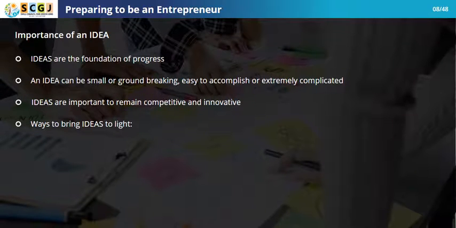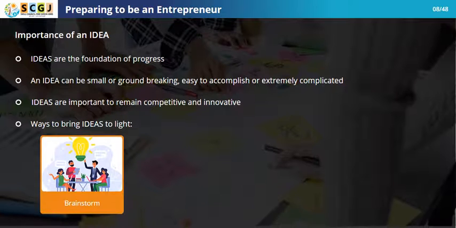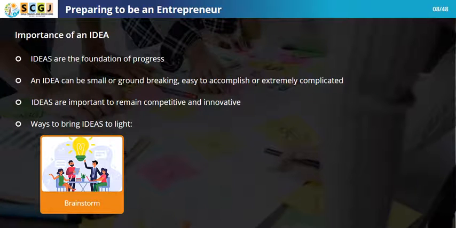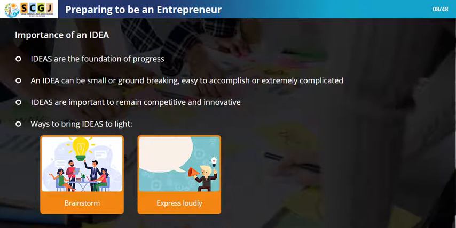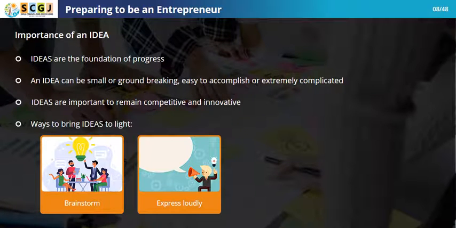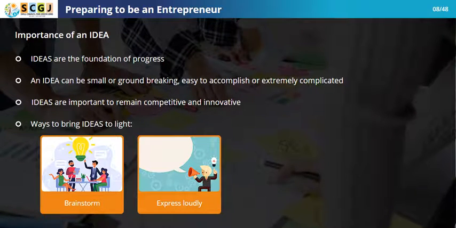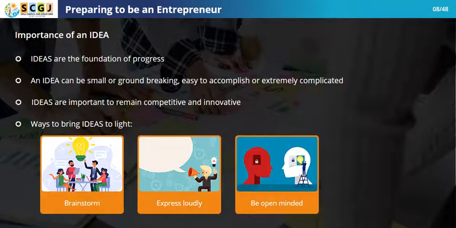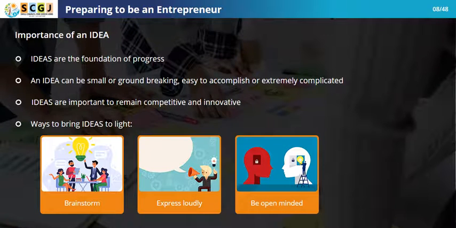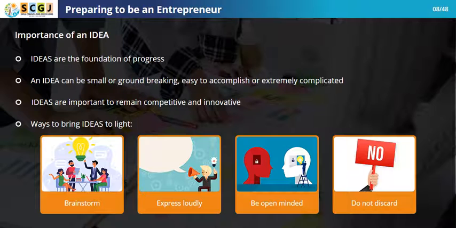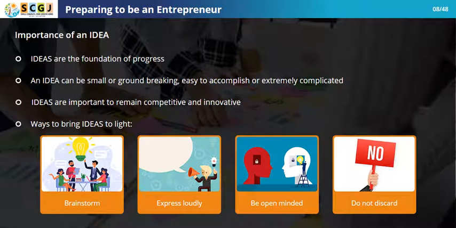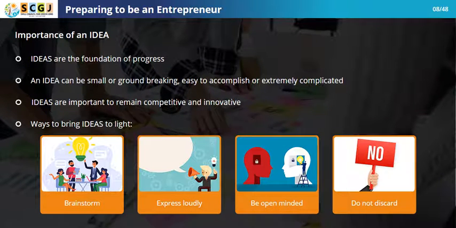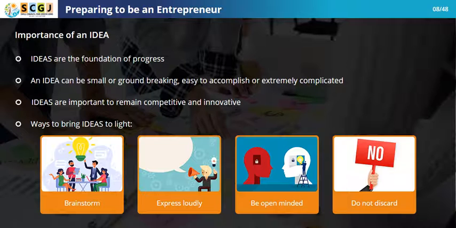Some ways to do this are by establishing a culture of brainstorming where all interested parties are invited to contribute, discussing ideas out loud so that people can add their ideas, views, opinions to them, being open-minded and not limiting ideas, even if the idea you have seems ridiculous, not discarding ideas that don't work out immediately, instead making a note of them and shelving them so they can be revisited at a later date.